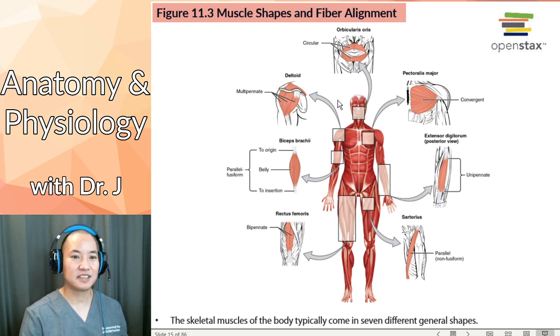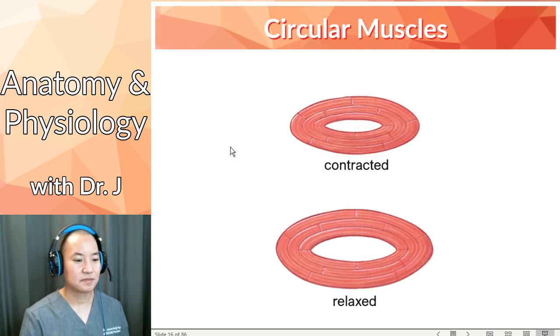They're not always just linear bundles of fibers. So what we have here is the OpenStax version, talking about the different shapes you might find fascicles arranged in. And here's a circular muscle. So fascicles don't have to be linear. They can actually form a string, or like a ring right here.